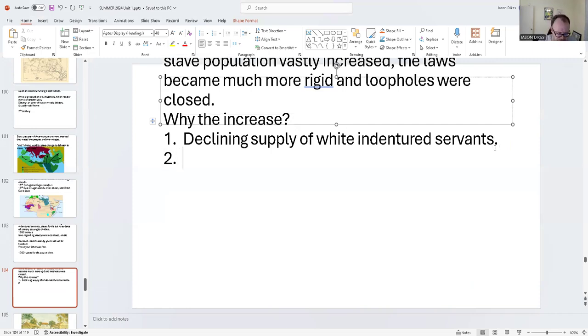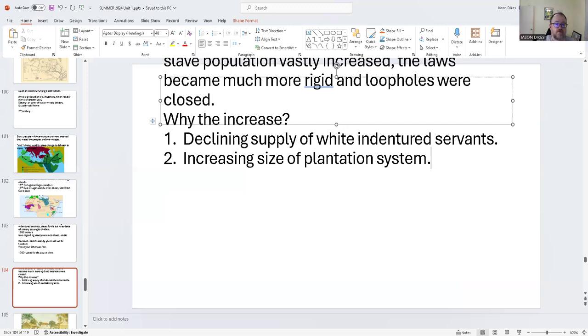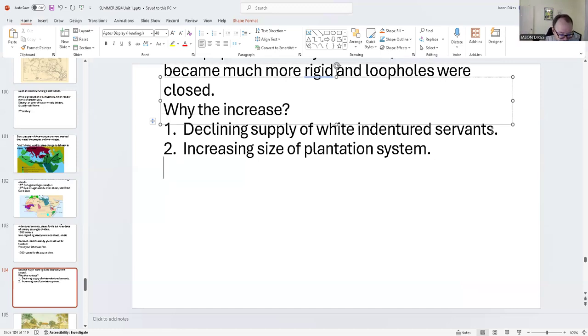At the same time, the plantation system was spreading. The Carolinas were now being settled in this period, and the plantations were not only getting bigger, but there were more and more of them. So at the same time that your labor supply is dropping, your need for labor is going up. And so you have to find a third labor force.